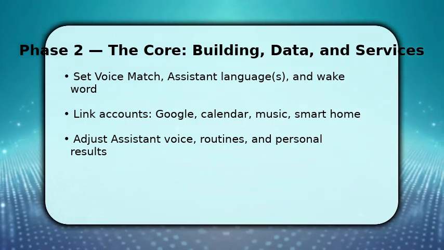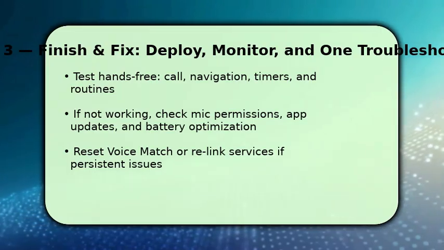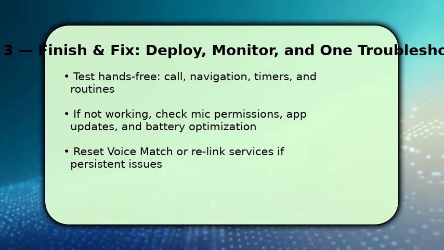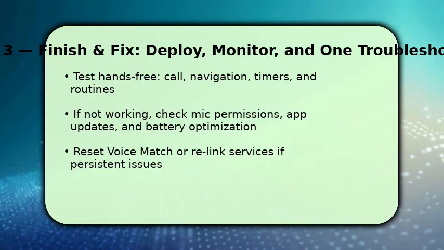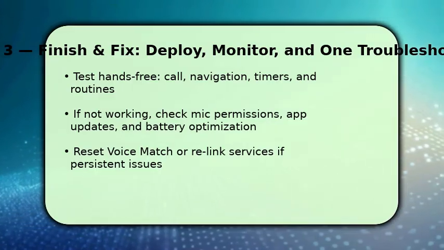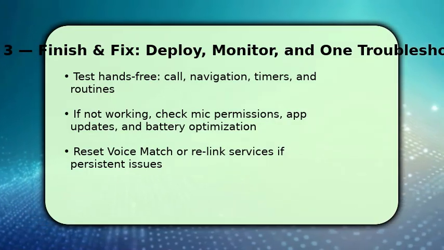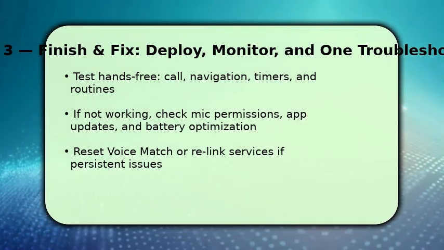Finish by testing core tasks. Make a call, start navigation, set timers, and run a routine to confirm end-to-end behavior. If something fails, first check microphone and location permissions, then update the Google app and disable battery optimization for it. If voice recognition still fails, retrain Voice Match or sign out and back into the Google account to relink services.